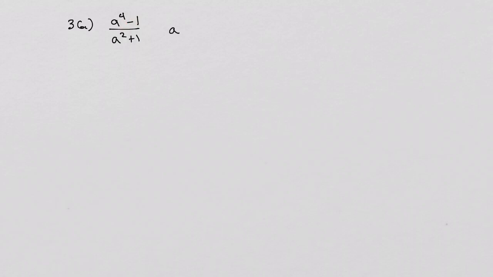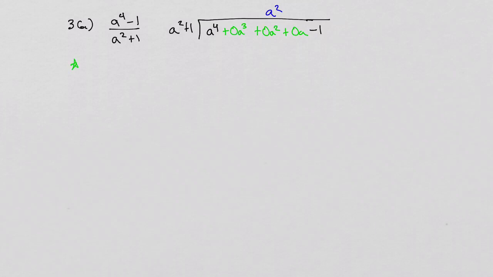So this a squared plus 1 is our divisor, and we're going into a to the 4th plus 0a cubed plus 0a squared plus 0a, then minus 1. I want to make sure you have all your placeholders there because they do play a role. So how many times does a squared go into a to the 4th? Well, it goes into it a squared times.